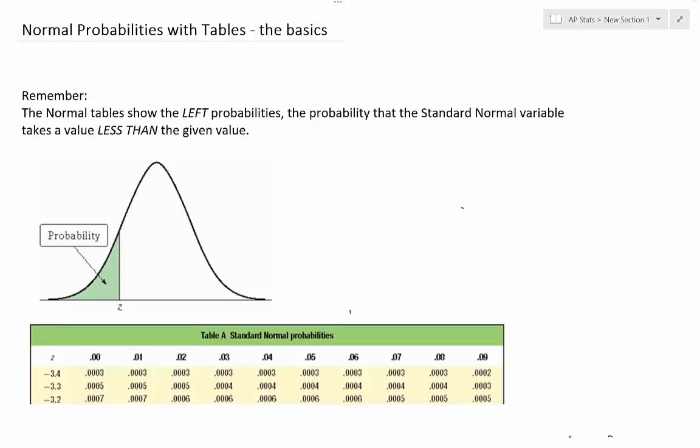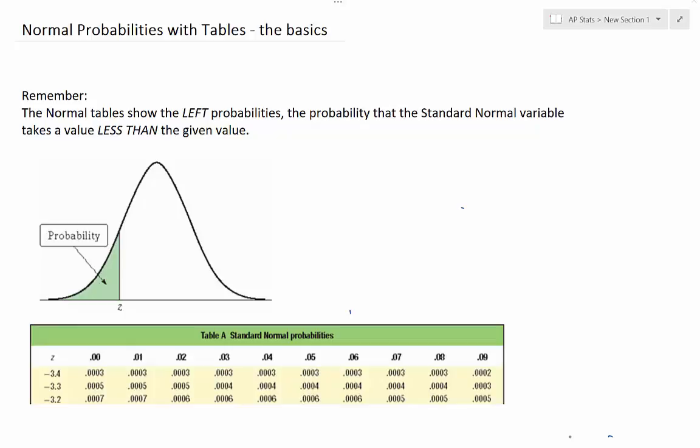Hello, this video is going to walk us through the basics of using the normal tables issued in the textbook and issued in the exam. The first thing to remember is that the normal tables show the left-hand probabilities, the probability that the variable takes a value less than or equal to the given value.